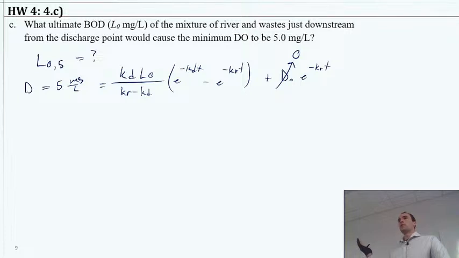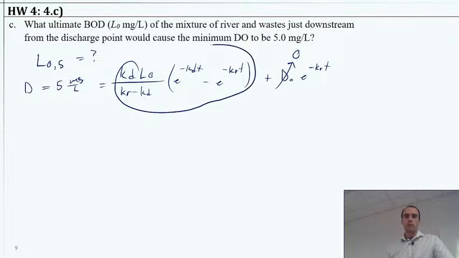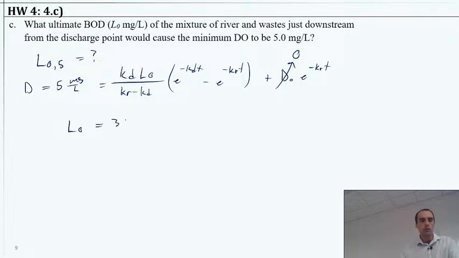And we rearrange and solve for L naught. Right, so basically we're just going to divide everything by the rest of this. So isolate the L naught. Okay, we'll save all that algebra. It's pretty straightforward. And once we solve it, this should become 31.75 milligrams per liter.